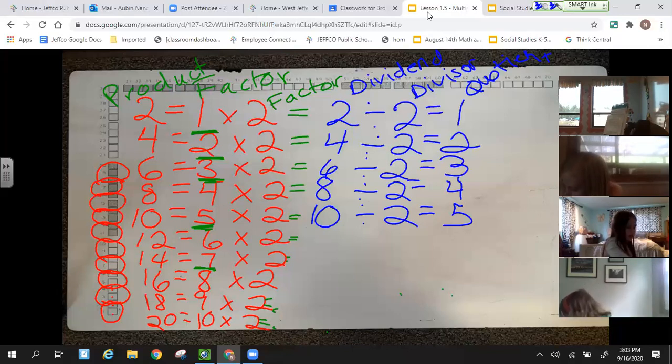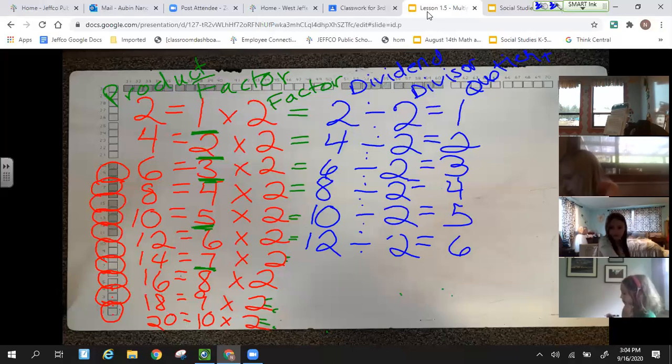Yeah, go ahead, Marin. 12 divided by 2 equals 6. If 14 equals 7 times 2, what are we going to do next? Just remember, guys, look at the pattern here. What number is going to go first? The biggest, the smallest? Which one? The big end. So out of these 3 numbers, you're always going to pick that product to go first as your dividend. It's the bigger one.